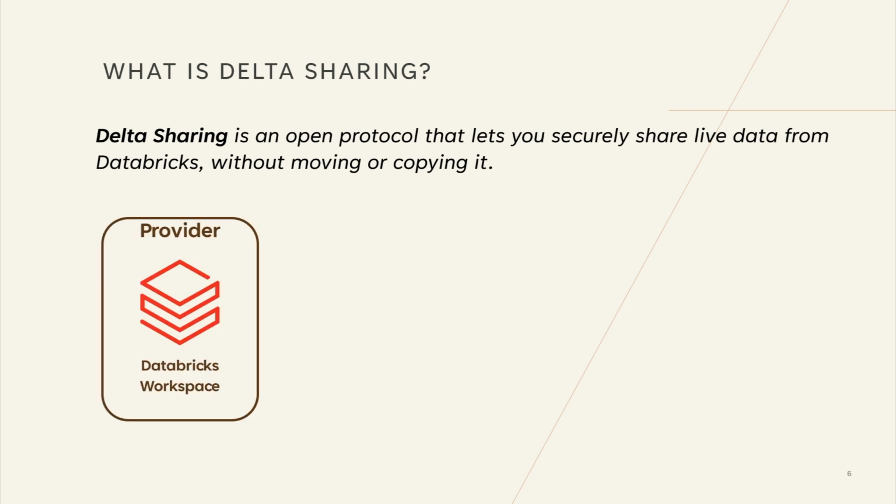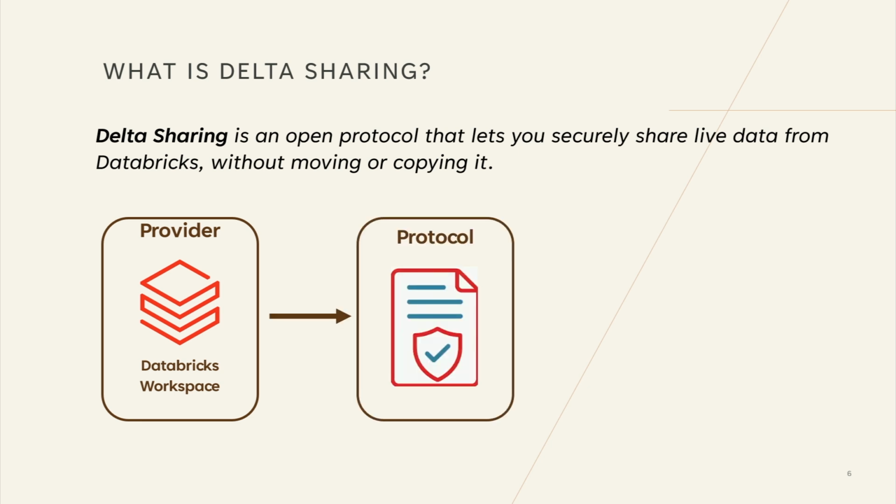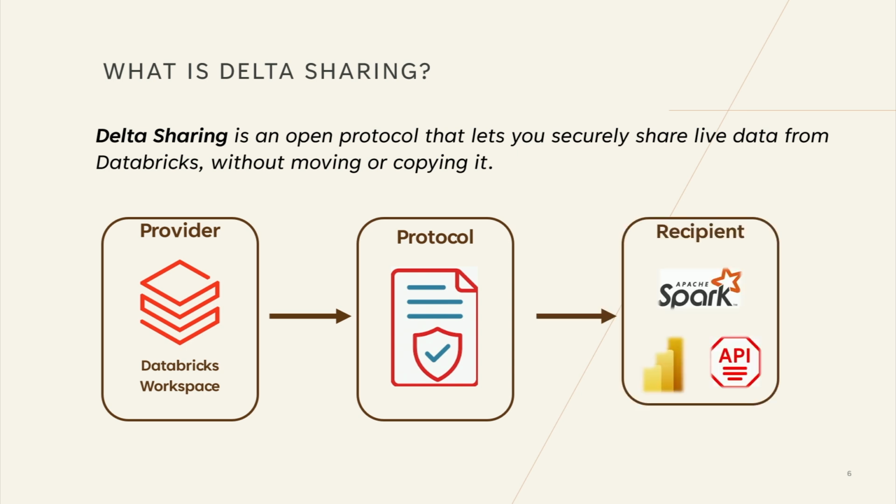A protocol works like this: you have a provider that is using a Databricks account and a Databricks workspace. Then they use this thing called a protocol. We're not going to go into the technical details, but just think of it as a recipe for how you are sharing your data. It contains information about the API, about how your users authenticate to get access to that data, and the list of what data you're actually sharing in each Delta Share that you create. And then the third part is the recipient.